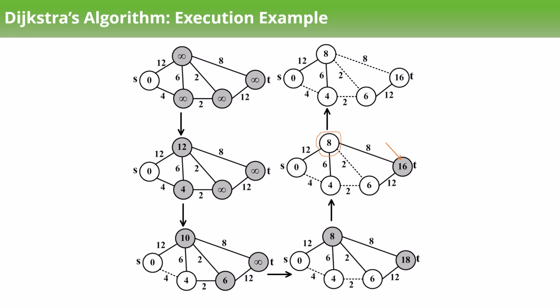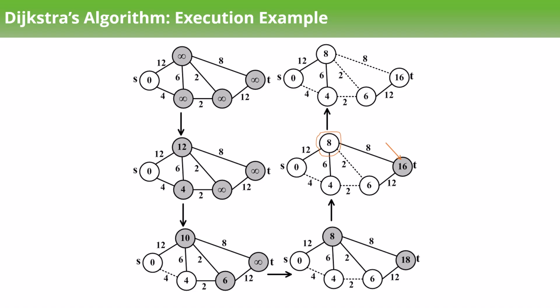Next, visit the top node, which has the smaller value, 8. Now check whether we can reach the destination more efficiently. The distance to the top node is 8, and the edge from the top node to T has weight 8. So 8 plus 8 is 16. Previously the destination had the weight of 18, so 16 is smaller. Now the destination becomes 16. Mark the top node as visited.